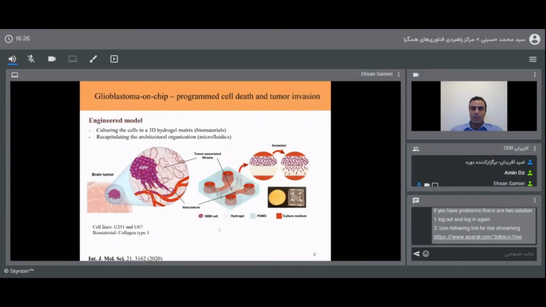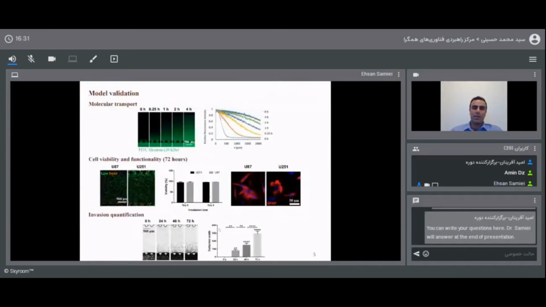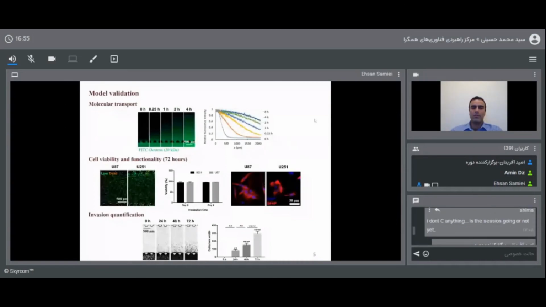And in the first step, the model validation, a series of experiments were performed. As you may know, one of the main differences between 3D cell culture and the conventional monolayer cultures is the mechanism of molecular transport, where in 2D culture, the media is immediately available to the cells, but in 3D cell culture, the molecules have to diffuse through the network of the biomaterial and the extracellular matrix of the cells.